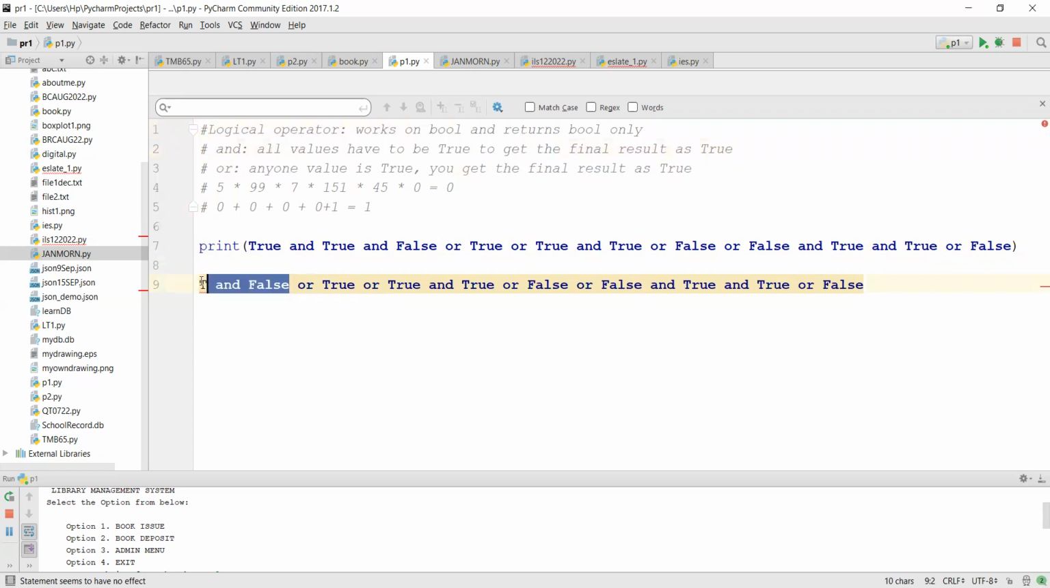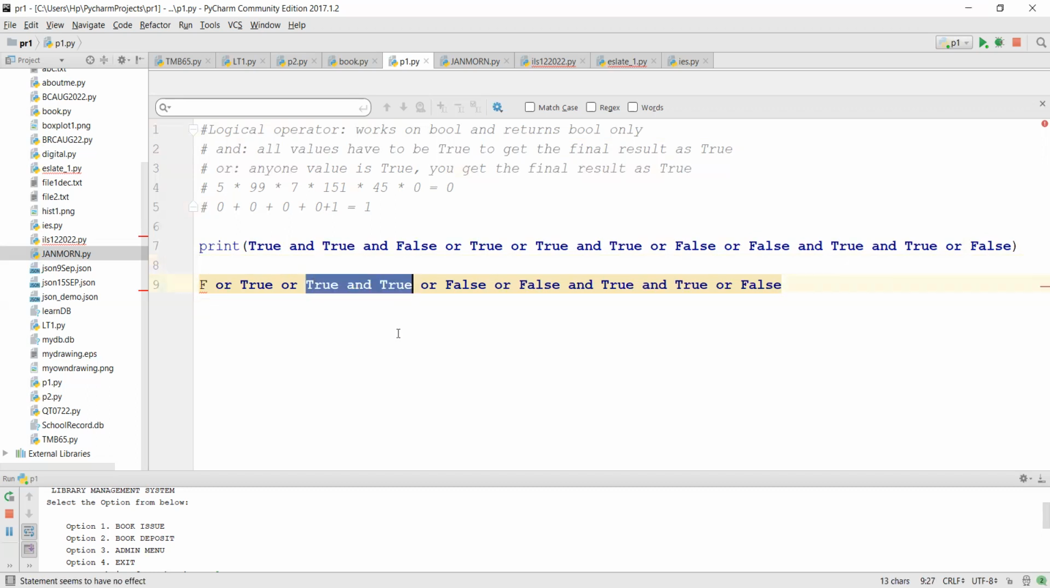Now, true and false. All values have to be true. Are all values true? No. It is false. False is like zero. Zero multiplied by anything is zero, isn't it? Zero is false, non-zero is true. So zero into anything is zero only. So multiplication first, we have to solve multiplication.